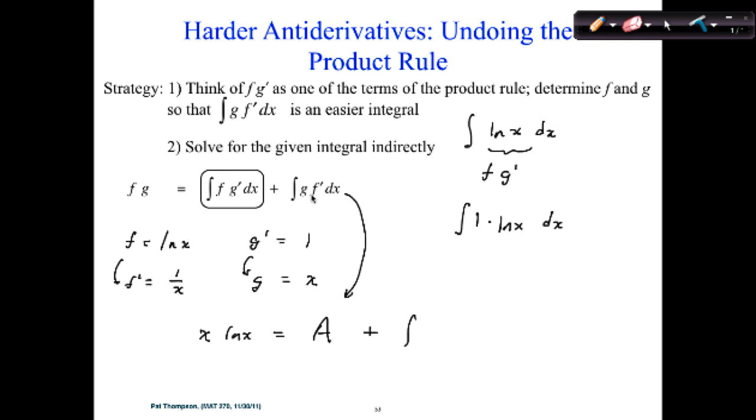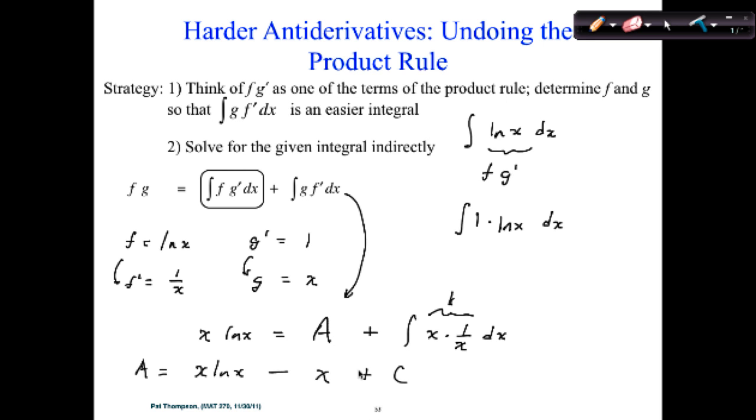we're going to do the other one, the easier one, and that's g f prime. So it's going to be x times 1 over x. And what is that? That's 1. So our answer is x ln x minus the antiderivative of 1 dx. What? You should be thinking it's x. And then we also need plus c. So x ln x minus x.